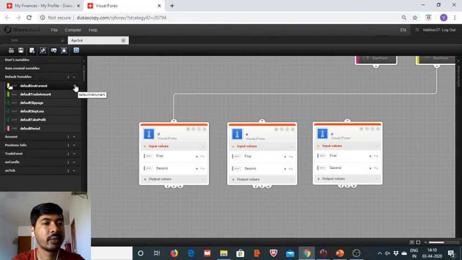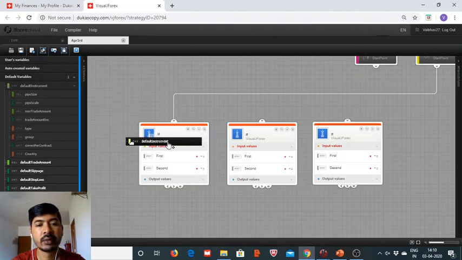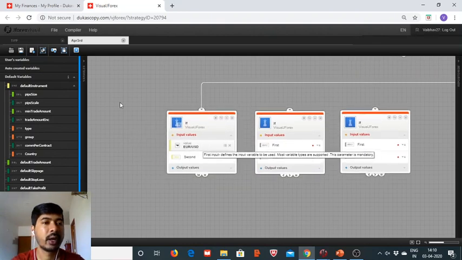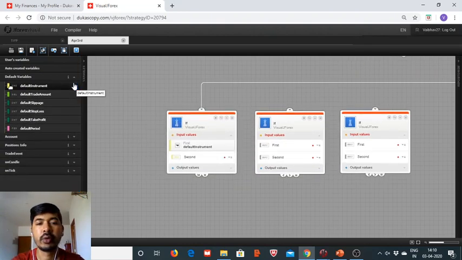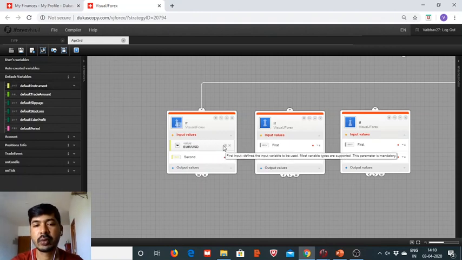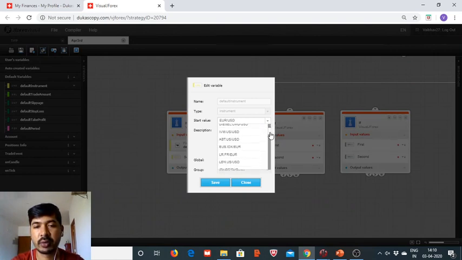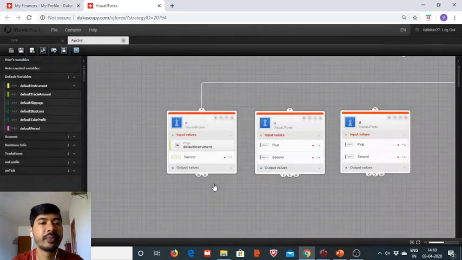Default variable, default instrument, and for the default instrument we are continuing to work with the EUR/USD. Suppose you want to change it to USD/JPY, so now if you are feeling bored working with the EUR/USD every time, let us try with the USD/JPY this time, no issue. So we have to first search where is the USD/JPY, it is here, we got it, save.